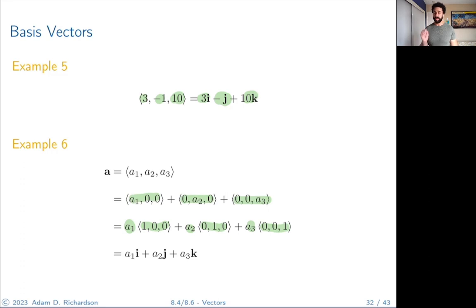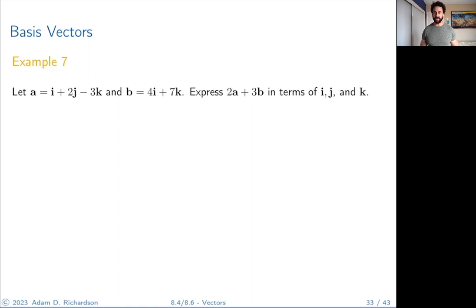But remember, 1, 0, 0 is the basis vector i, 0, 1, 0 is the basis vector j, and 0, 0, 1 is the basis vector k. So again, you can write any vector in terms of these standard basis vectors. Really what's happening is those components, A1, A2, A3, are where most of the information is contained. It's in those scalars, and the vectors are really just talking about traveling in a certain direction. Pretty cool stuff.